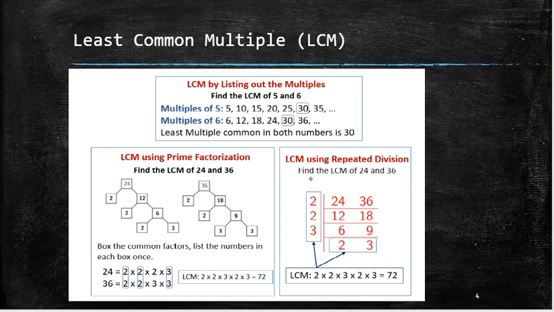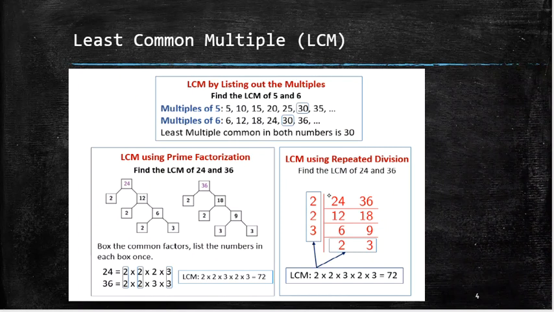There is another way of finding the LCM, which is by using repeated division. When we have smaller numbers like 5 and 6, we can use listing out. What about when we have larger numbers, which are 24 and 36, for example? We can use the method of repeated division or prime factorization.